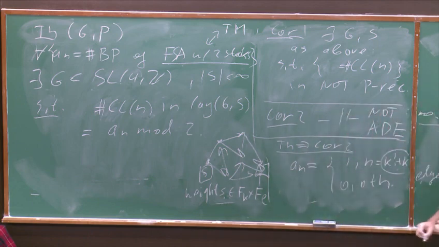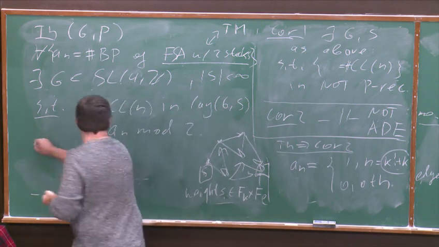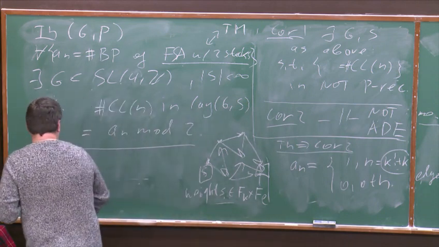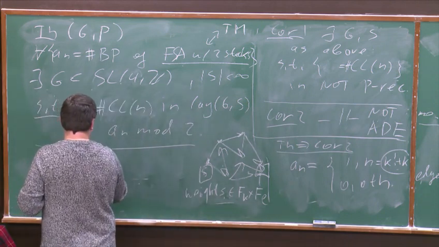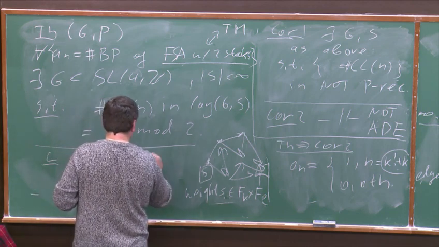Now, how does the theorem imply corollary 2? Well, what you need to show is a lemma. So here is a lemma. For every, I'm going to write B_n.